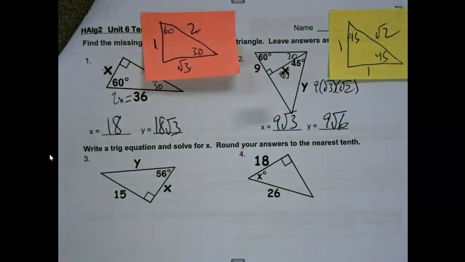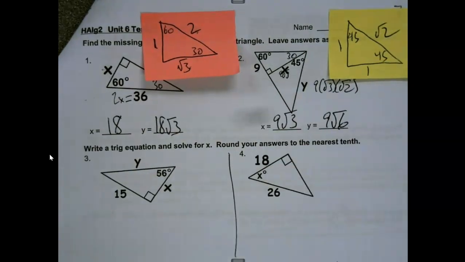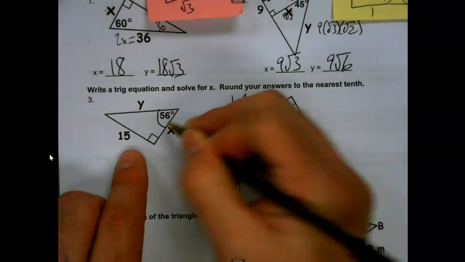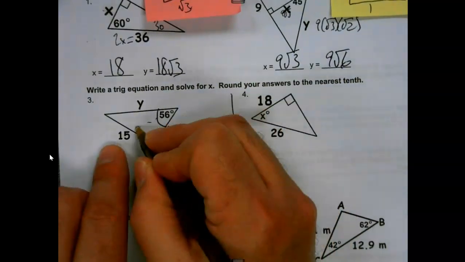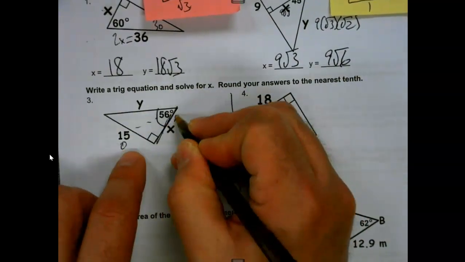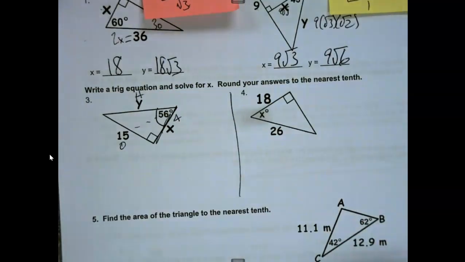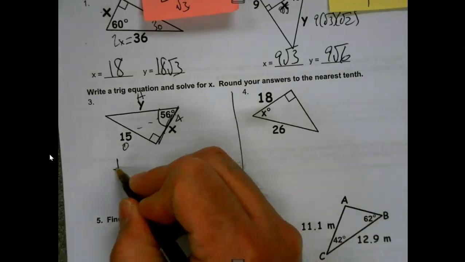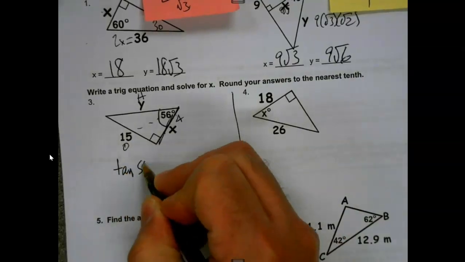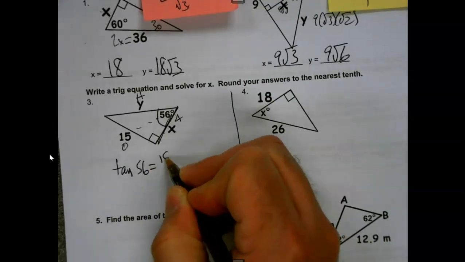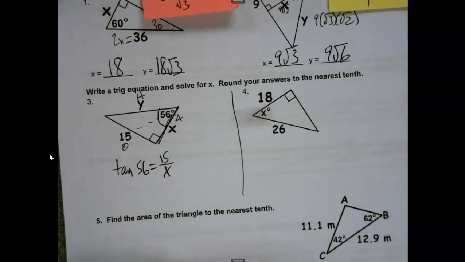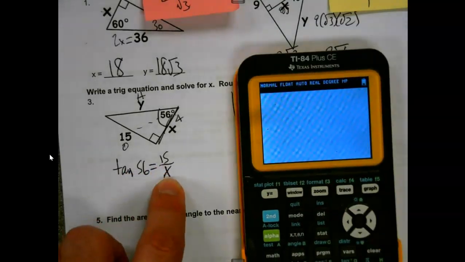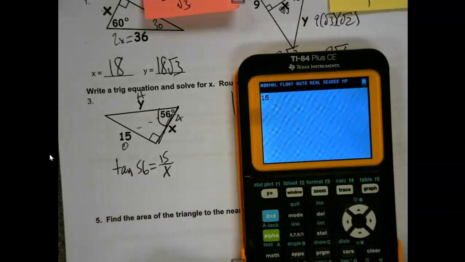Okay, write a trig equation and solve for x. Round your answers to the nearest tenth. All right, so what do we got here? I got opposite, I got adjacent, I got hypotenuse. So for x, we're looking for opposite over adjacent, which would be tangent. Opposite over adjacent. And again, with opposite over adjacent, if x is in the bottom, we're dividing by our trig function.